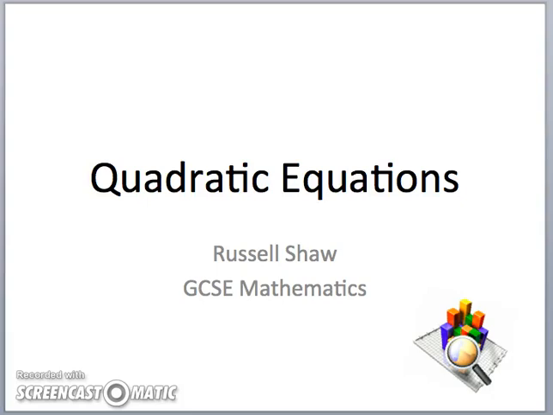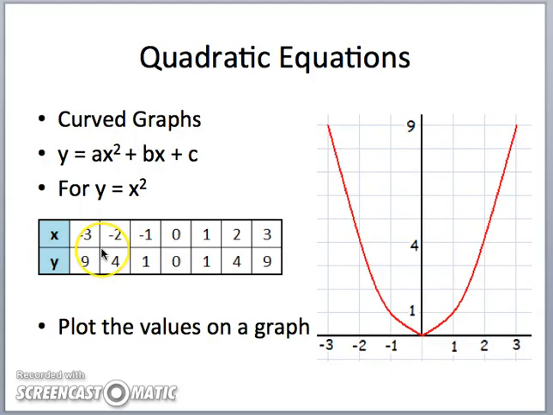In this session, we're going to talk about quadratic equations and how to solve them. Quadratic equations are of this form: y equals a times x squared plus b times x plus c, where a, b and c are any constant numerical values. Here we're looking at y equals x squared, where a is 1 and b and c are 0.